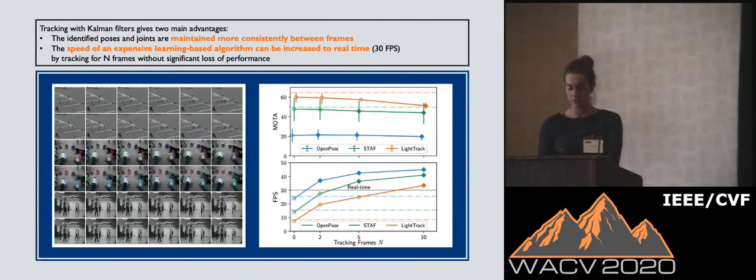The Kalman filter also allows us to speed up the existing algorithm, so we can bring analyzed frames per second above 30 frames per second. While the slower existing method analyzes 1 frame, we can run several frames through the Kalman filter. So here we show for 3 different methods how we track for 2, 5, and 10 frames without significant loss of accuracy and get them all above 30 frames per second, which we take to be real-time tracking.